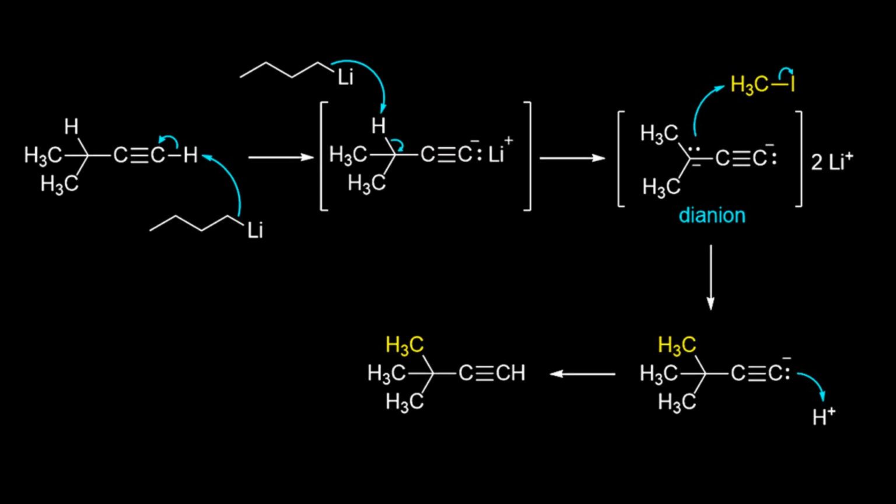Because it's the conjugate base of a weaker acid, which makes it more basic and more eager to attack an electrophile. So the more nucleophilic carbon goes after the alkyl halide, attacking the electrophilic carbon and kicking out the leaving group, forming a brand new carbon-carbon bond. Then finally, after an aqueous workup, everything gets protonated, and we're left with a nicely substituted alkyne.